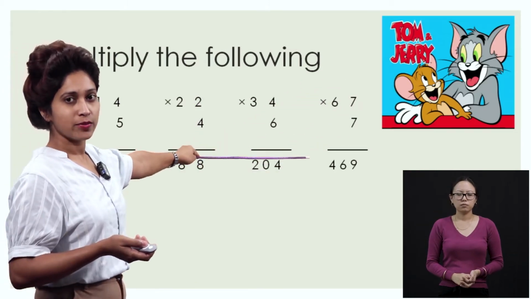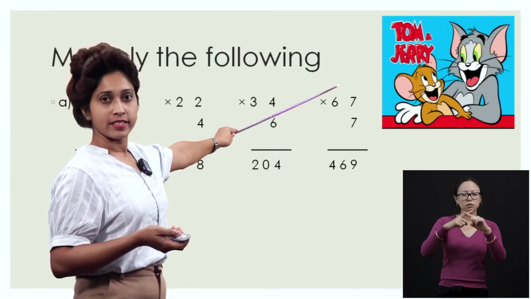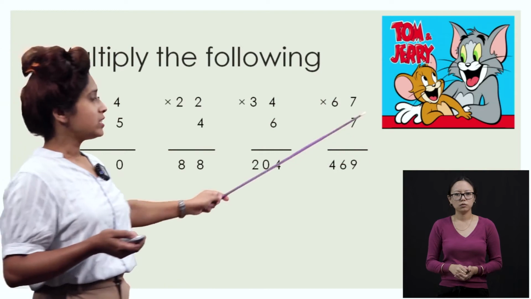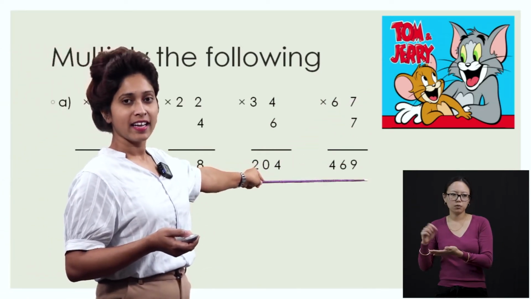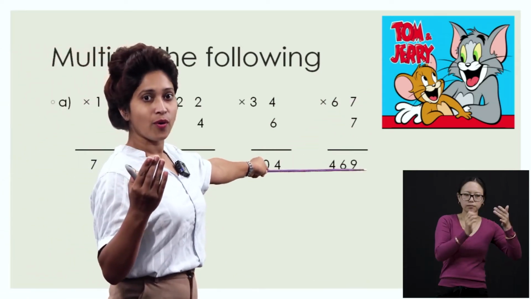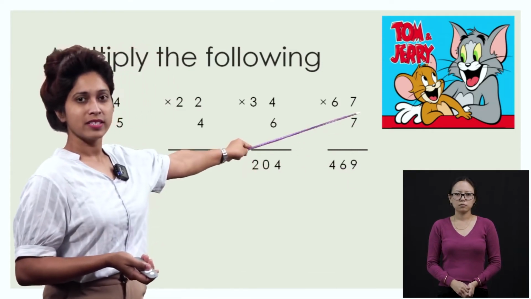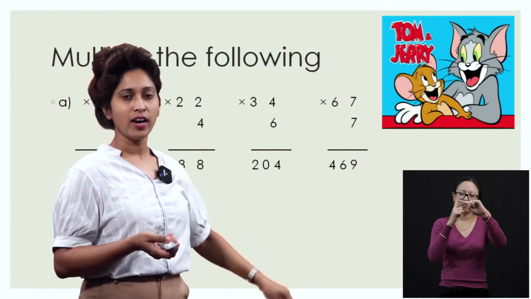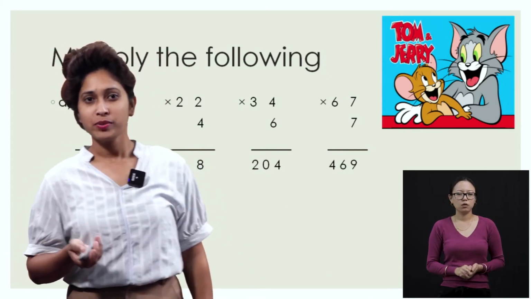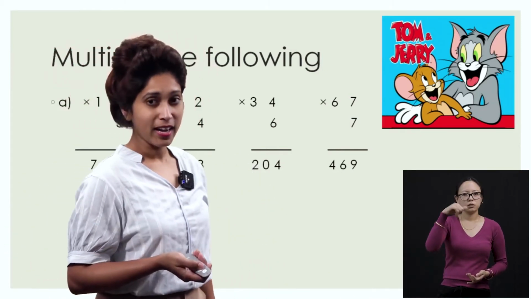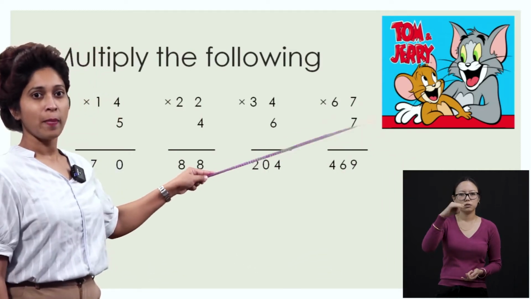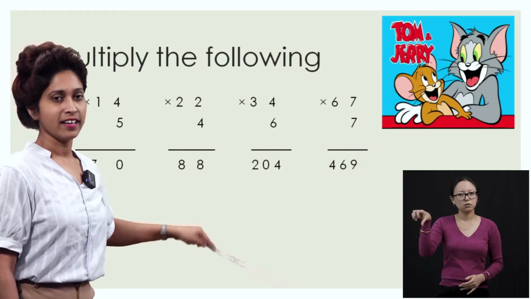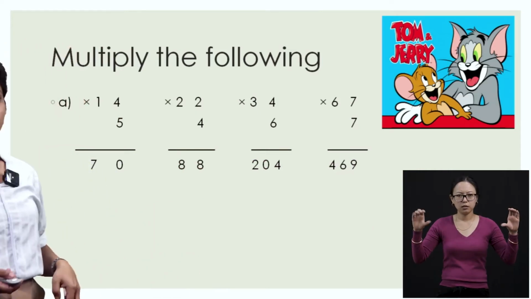Let's move to the next sum, that is 67 into 7. How much will you get, children? 7 into 7 are how much? 49, right? So 49, you need to put here 9 and you have carry 4 along with you. So 7 into 6 is 42 plus 4. When you add them up, you will get 46, right? So the total number that you got is 469. Am I clear with all of you?